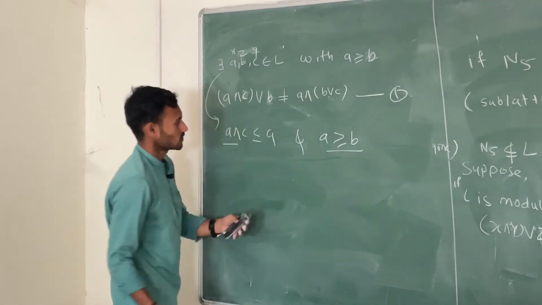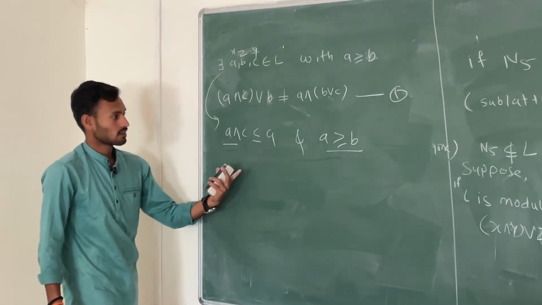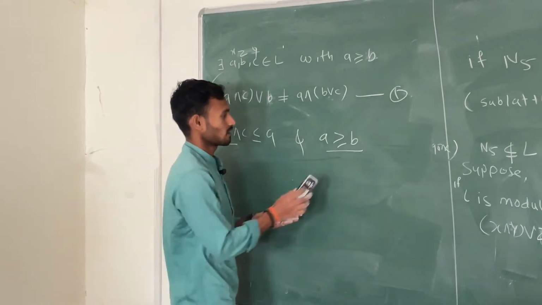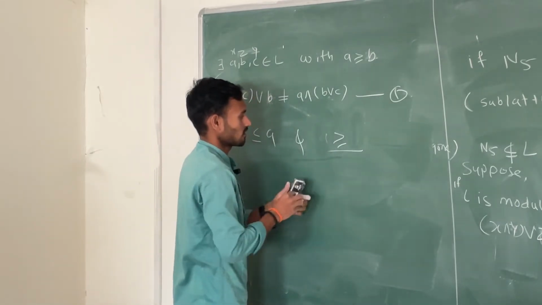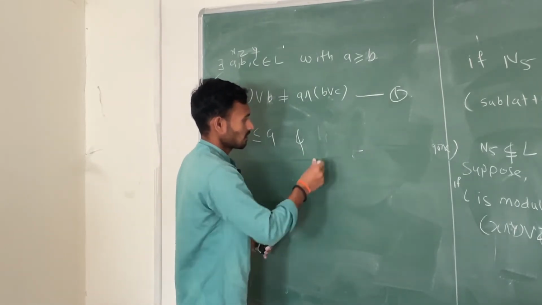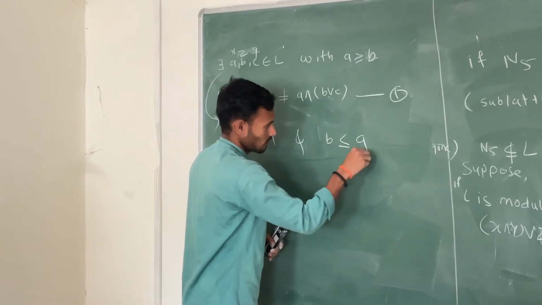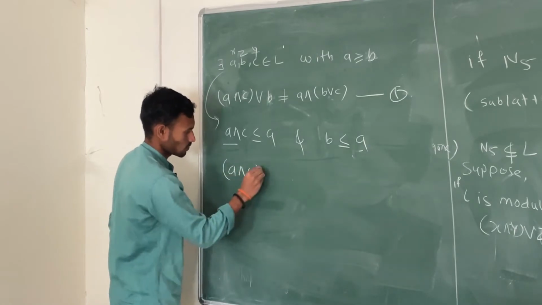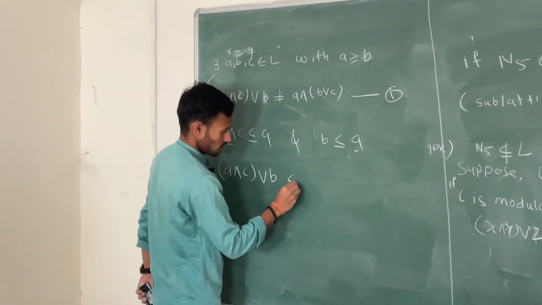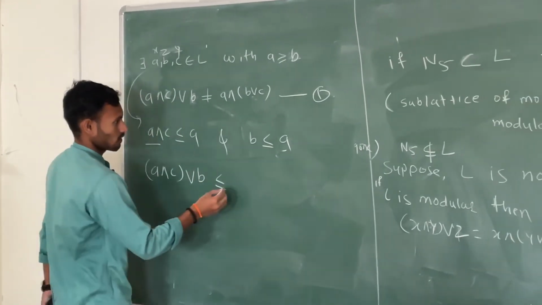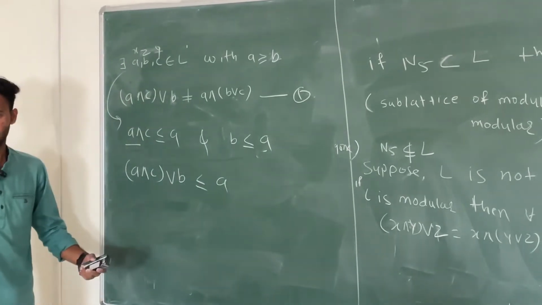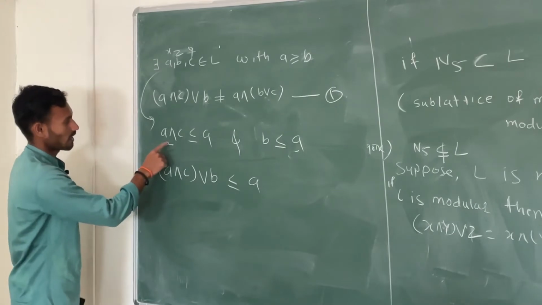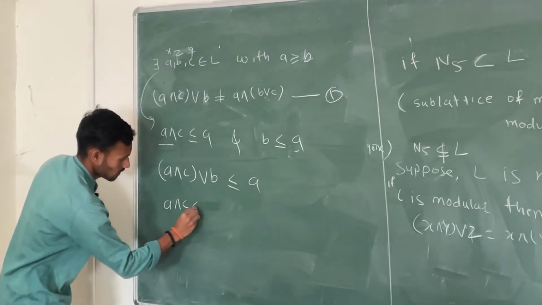If we take this to A, that is correct. You just write B less than or equal to A. It is the same. Now take the meet and join. A meet C join with B less than or equal to A. Only A. Okay. So again, we can write A meet C is less than or equal to C.